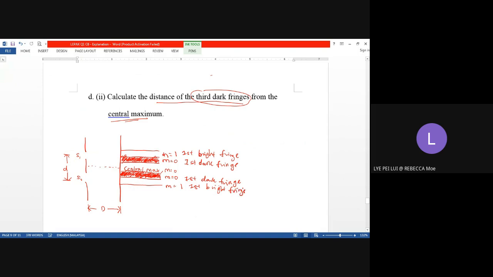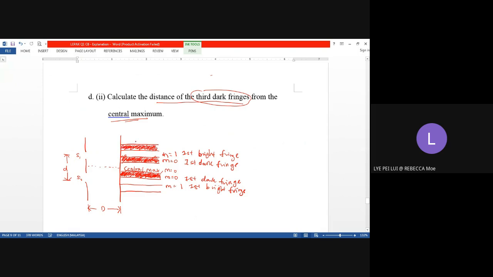Okay, if you draw another one, we continue. When m equals 0, this one is the first dark fringe. When m equals 1, the bright fringe starts with 1, first bright fringe. If I draw another dark one, dark fringe, another one, dark fringe.